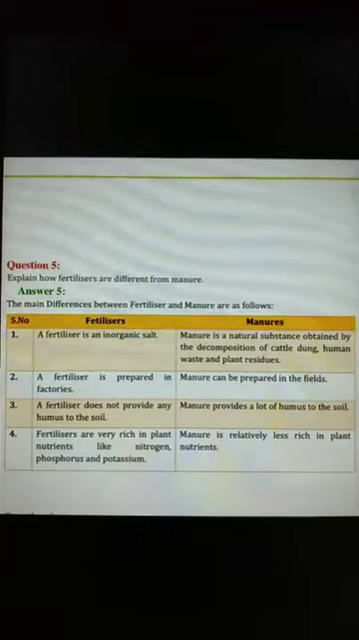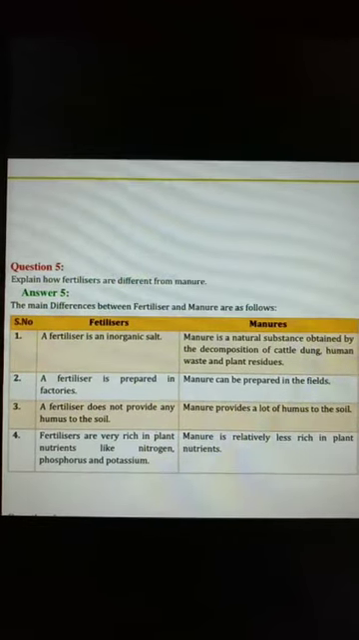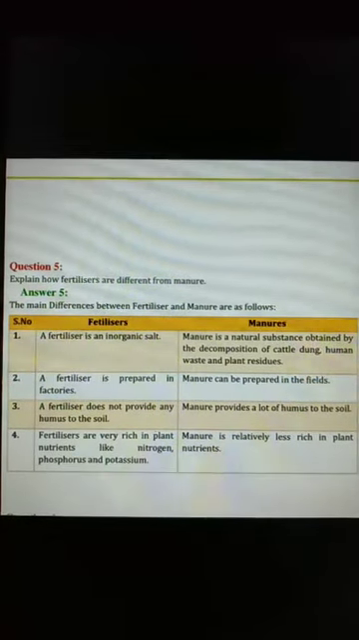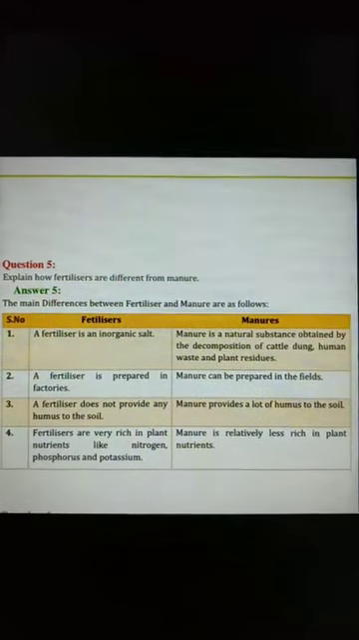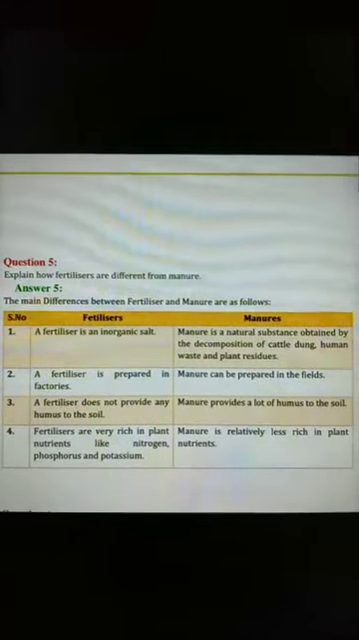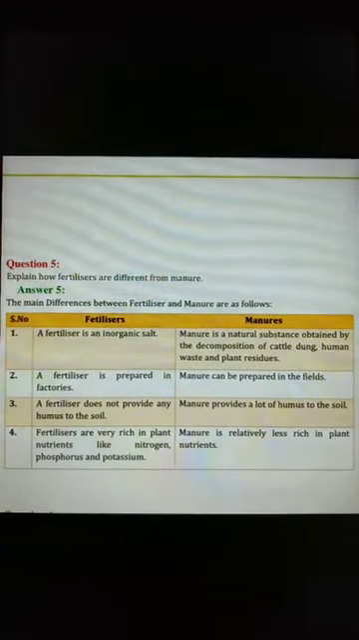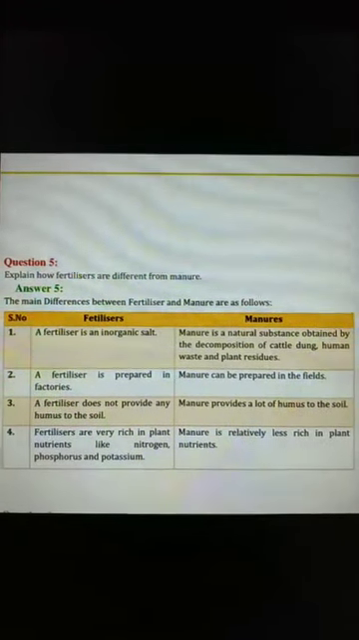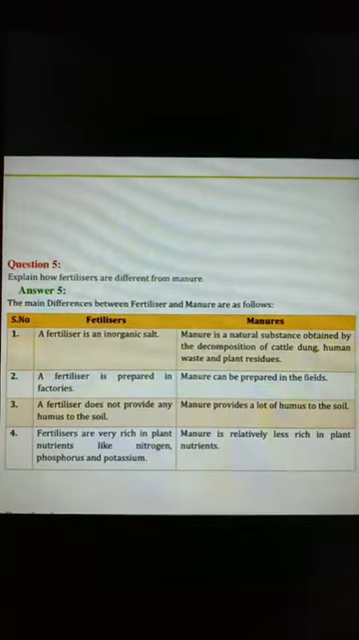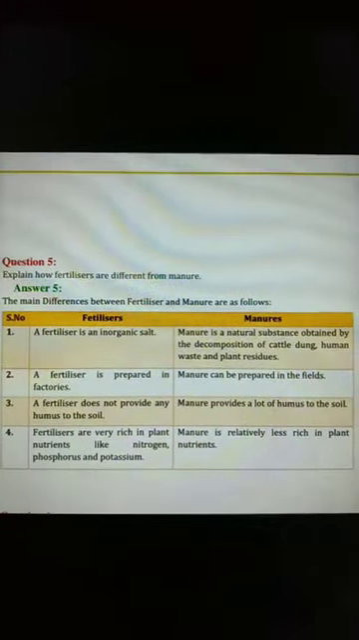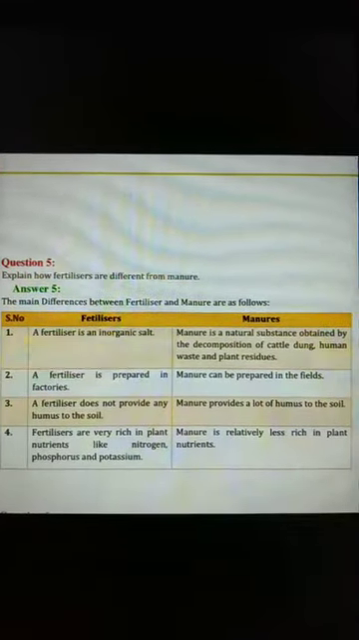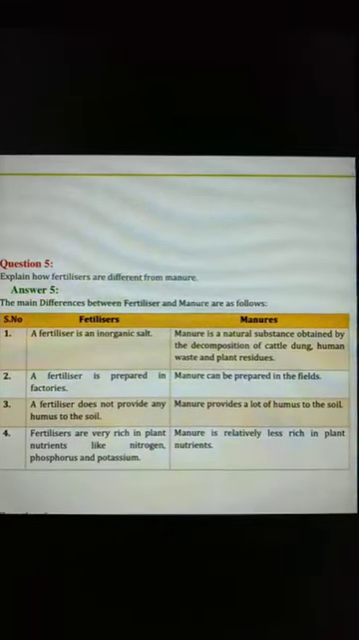Good, let's continue with the question answer. So, fifth one is: explain how fertilizers are different from manure. Here the difference is given about fertilizer and manure, and this difference we have read in the chapter also. The main differences between fertilizer and manure are as follows. First one, a fertilizer is an inorganic salt. That means it is not a natural thing.